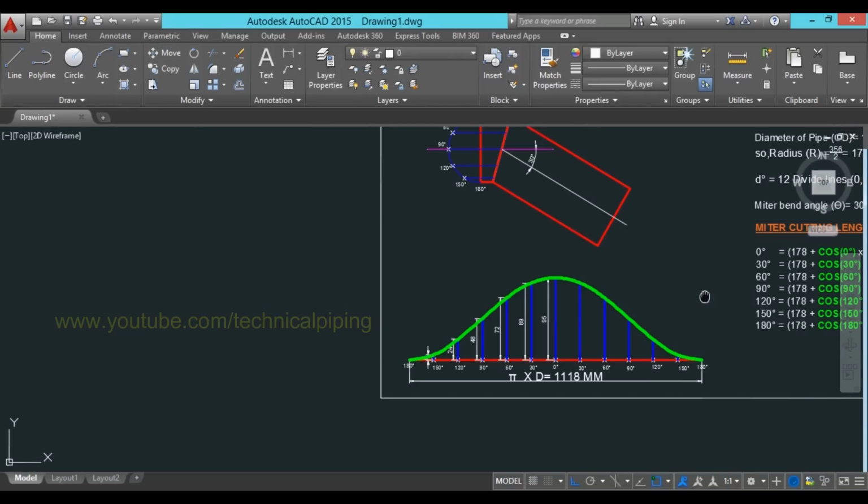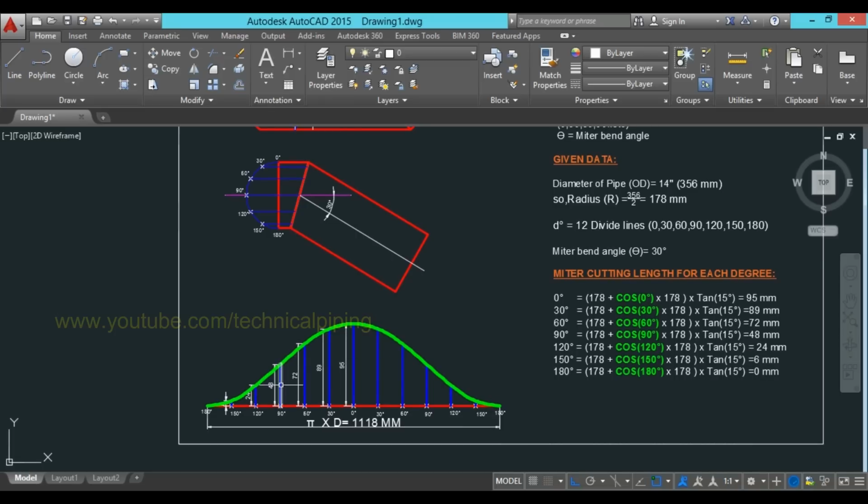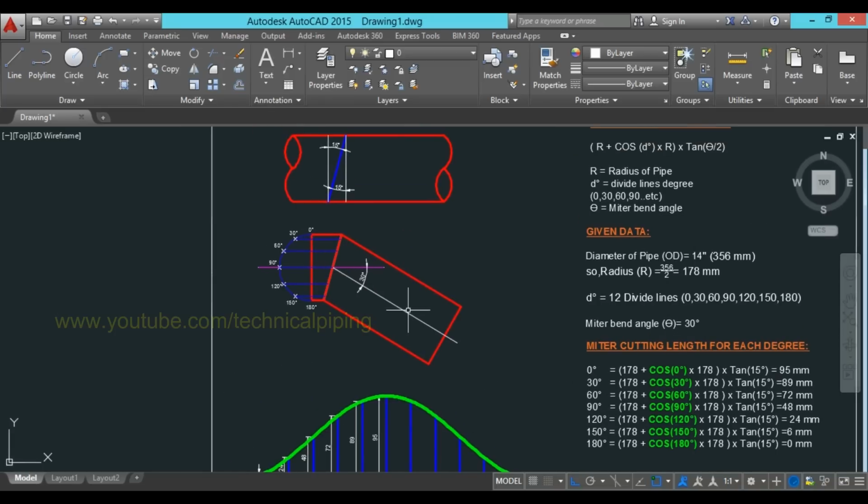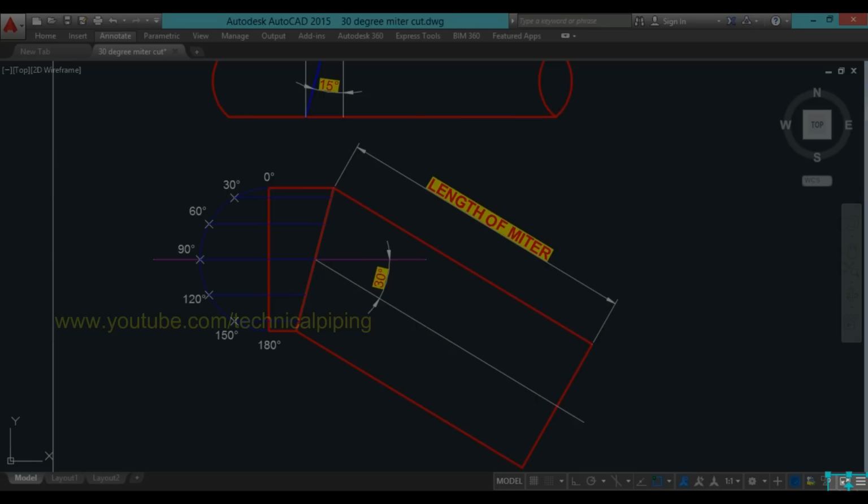Also, you get one more 15 degree cut pipe piece. Join both pieces, as shown in the picture. So, now the 30 degree miter bend is ready. Here, I show only the miter cutting profile. If you want the length of the miter, you have to add the required miter length to the cutting length. So, you can get the required length from the miter cut center.